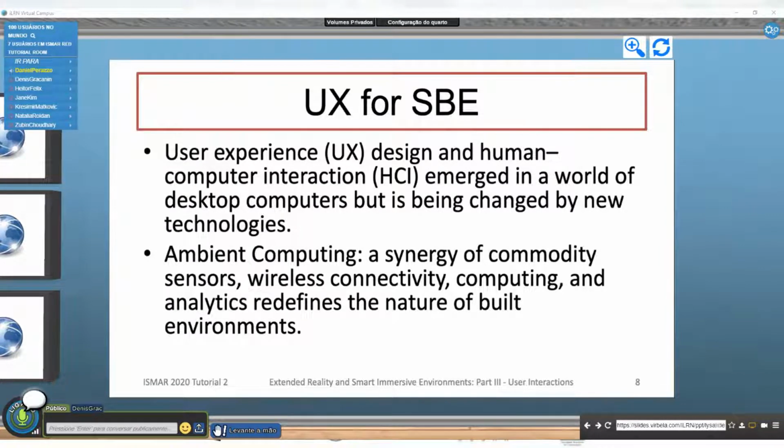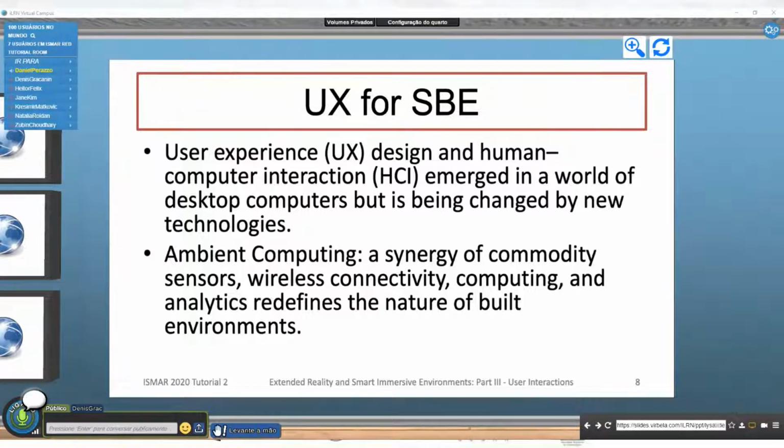When we talk about user experience in these situations, we need to remind ourselves that user experience design and human-computer interaction emerged in the world of desktop computers, and therefore we have corresponding assumptions or approaches. However, that is not being changed by new technology.